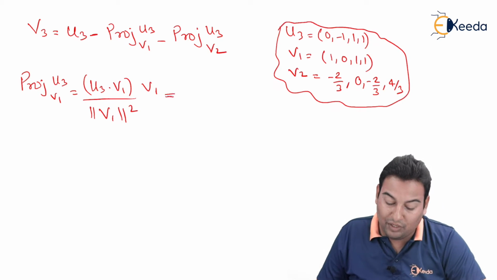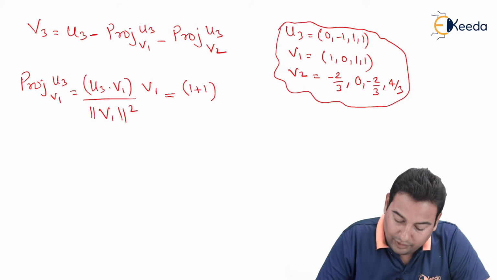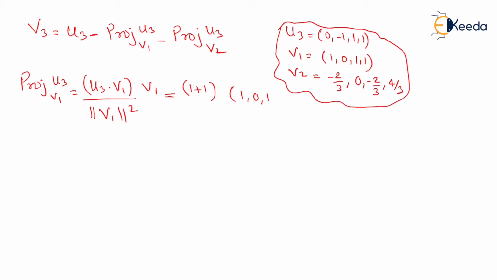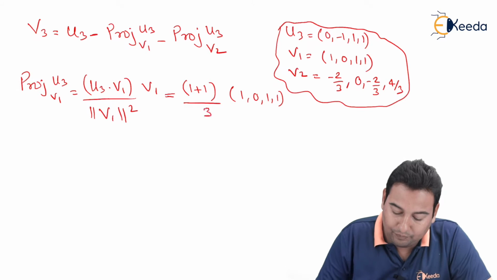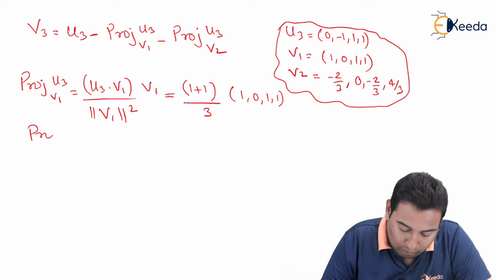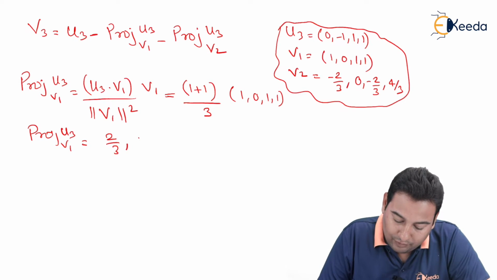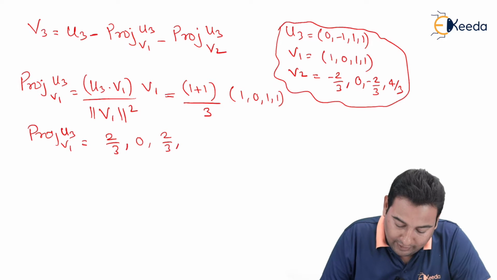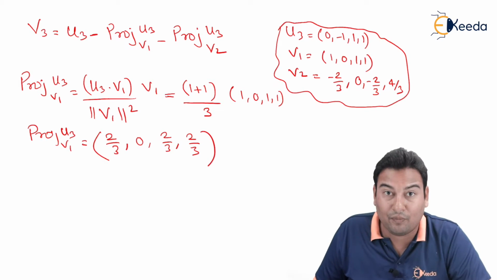u3 dot v1 is 0 plus 0 plus 1 plus 1, into v1, upon norm of v1 square, which is 3. Therefore the projection of u3 on v1 is 2 by 3, 0, 2 by 3 and 2 by 3. This is your projection of u3 on v1.